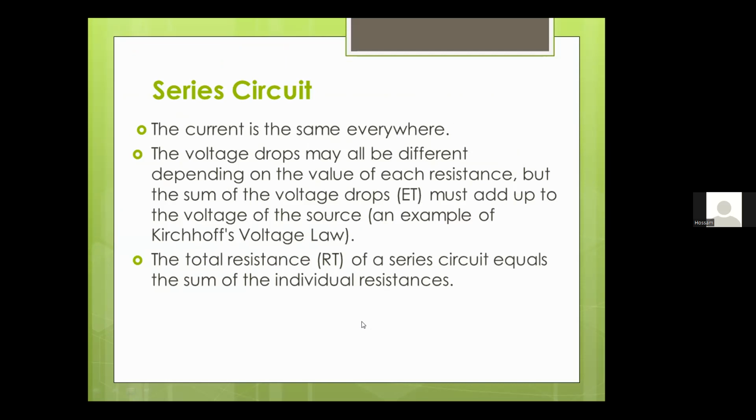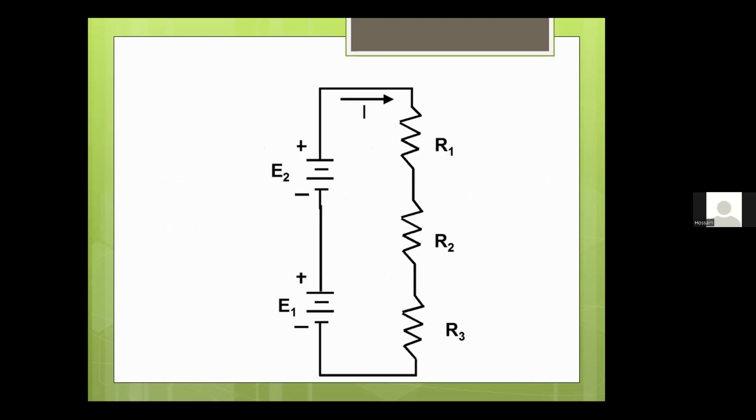The total resistance can be added and give the sum of the individual resistances. This shows the series resistor circuit. We can see that the current is the same through all the resistances. The resistance can be calculated as R1 plus R2 plus R3 to give the total resistance.